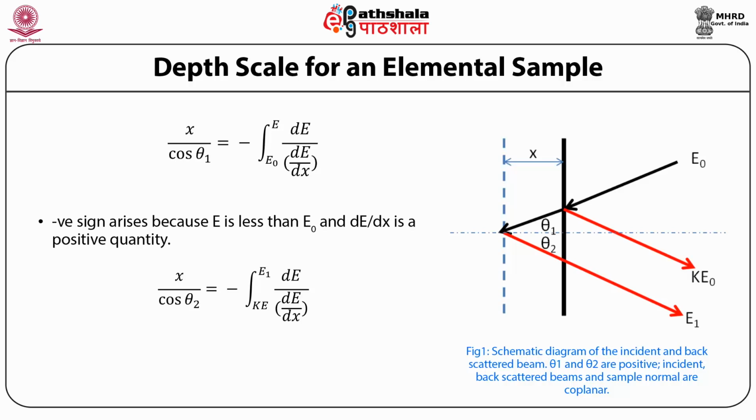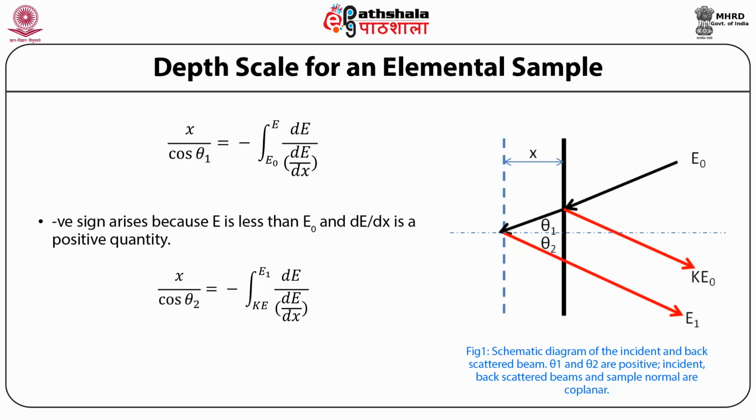The incident particle, scattered particle and the normal to the surface of the sample lie in one plane. In the laboratory frame of reference, it is given by theta is equal to 180 degrees minus theta 1 plus theta 2, where theta 1 and theta 2 are the angles between the normal and the direction of the incident beam and the scattered particle respectively. Theta 1 and theta 2 are positive if they lie on the same side of the plane.